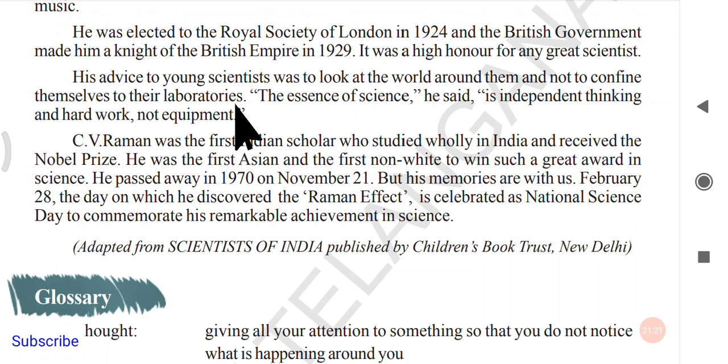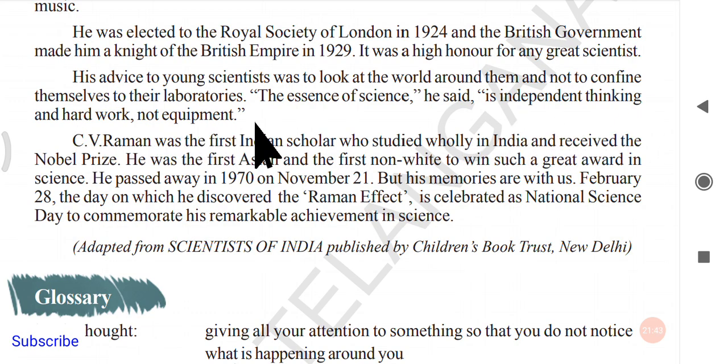He says that everything you want, you will get from nature only. Everything that you are doing, or everything that you want to become, all the motives you will get from nature itself. You need not spend hours and hours in the laboratory. So the essence of science, he said, is independent thinking and hard work, not equipment.